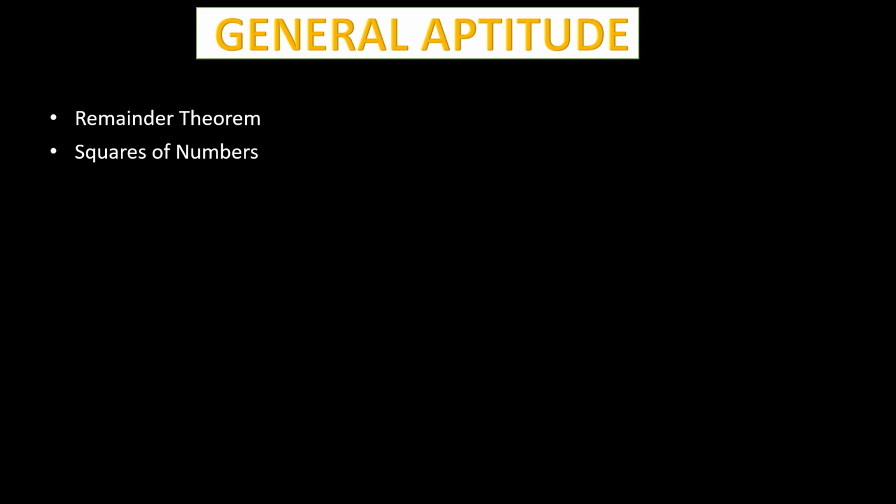Hello everyone, this is a session on General Aptitude for GATE 2026. In the previous session we had discussed the counting number of trailing zeros, cyclicity and unit digits. So in this session we'll discuss other topics, the remainder theorem and squares of numbers. So stay connected.